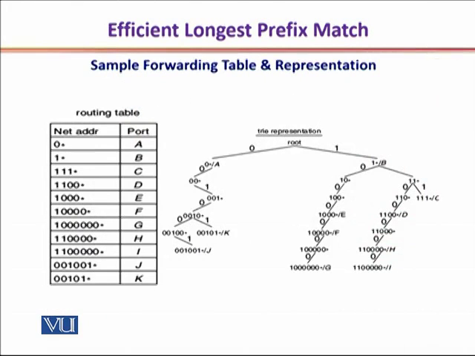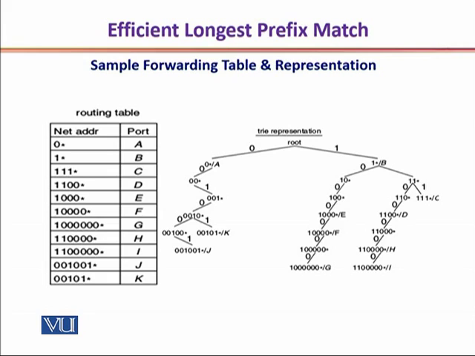Let's look at the formation of a sample forwarding table and its respective binary trie. Here we see that we have a routing table. This routing table is organized with respect to the binary trie that we see here, that we have a root. Then on the left hand side, we have a 0, and on the right hand side, we have a 1. Similarly, on the left hand side, some of these options are shown. For example, 0 star, where star implies it's a don't care, is A. So 0 star A is the entry that you see in the routing table as well.